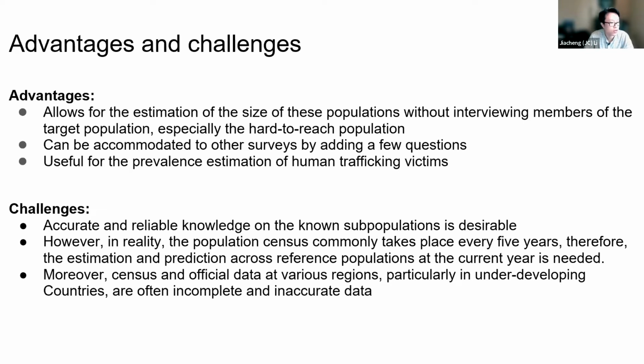Moreover, census and official data in various regions, particularly in developing countries, are often incomplete and inaccurate. That's why choosing the subpopulation questions in the survey is challenging. We need to, because the estimator can be improved by increasing the number of subpopulations asked about.